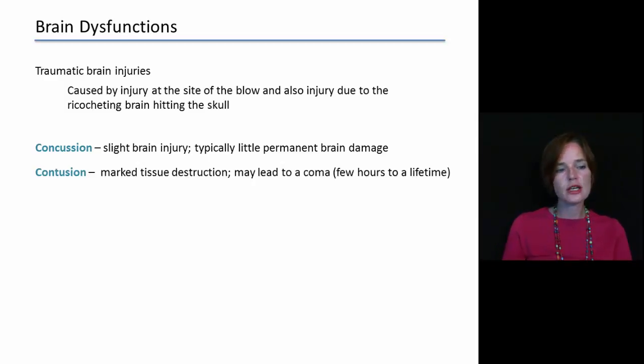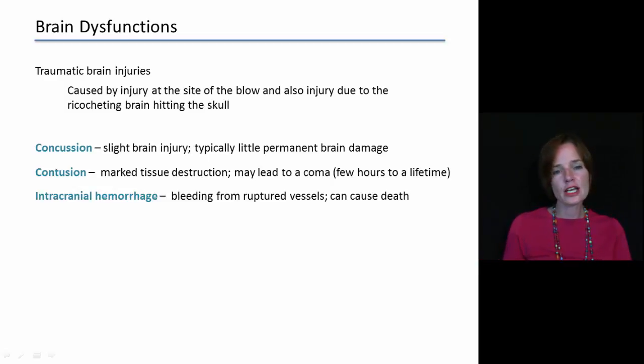A contusion itself is going to be marked by tissue destruction. So a contusion is more serious for sure. This may lead to a coma. And when we're talking about a coma that's due to a contusion, this could be a short coma, so just a few hours, or it could really be very significant. It could be for a lifetime, the coma that we're talking about.